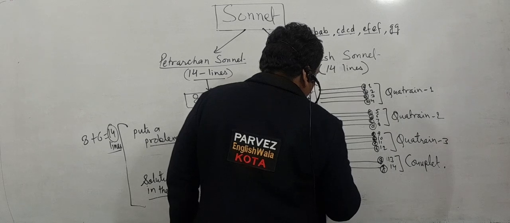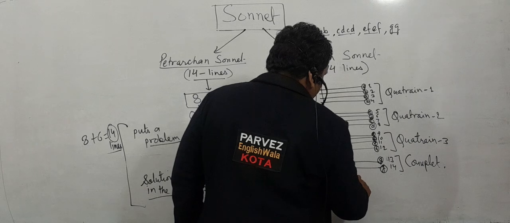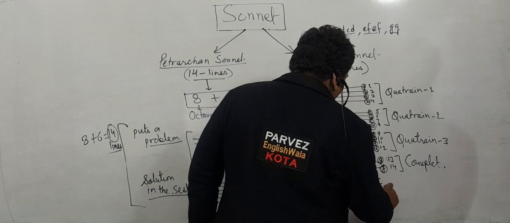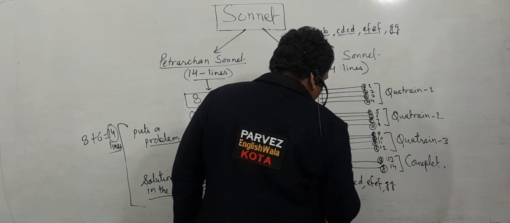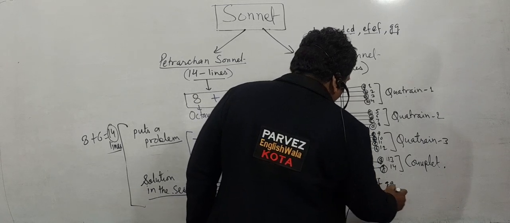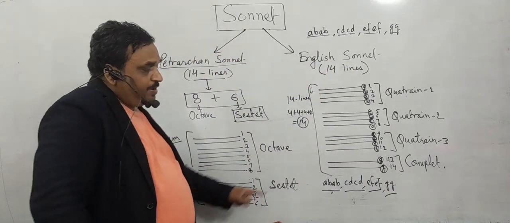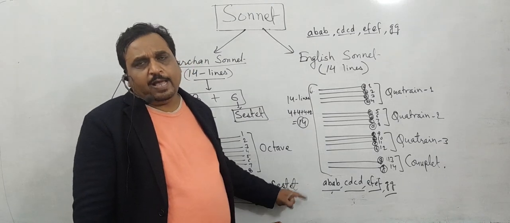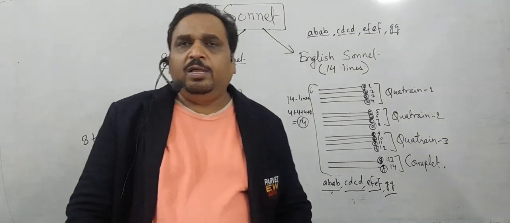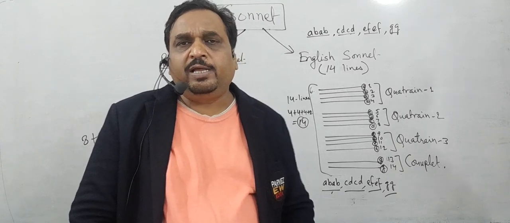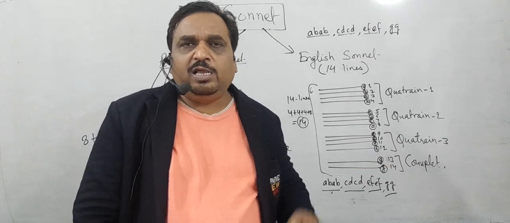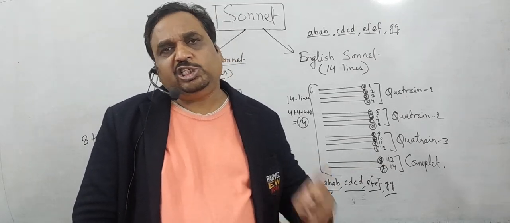So AB, AB, CD, CD, EF, EF, and GG. This will be the pattern of the rhyme scheme in the case of the English sonnet or Shakespearean sonnet. So what will be the rhyme scheme in a Shakespearean sonnet? AB, AB, then CD, CD, then EF, EF, then GG.